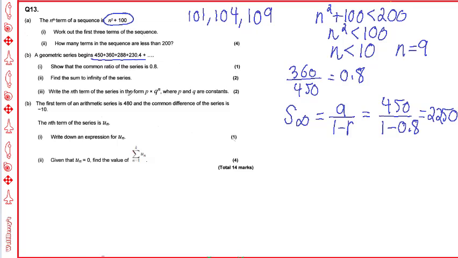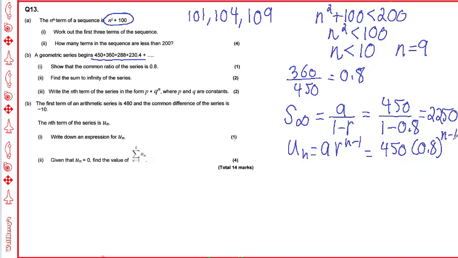Write the nth term of the series in the form p times q to the power n, where p and q are constants. Whenever they ask you for the nth term, just use the simple nth term equation, which is a r to the power n minus 1. Put everything inside except for n. That's what it means. We have a, the first term is 450. So that's equal to 450 times r, which is 0.8, all to the power n minus 1.